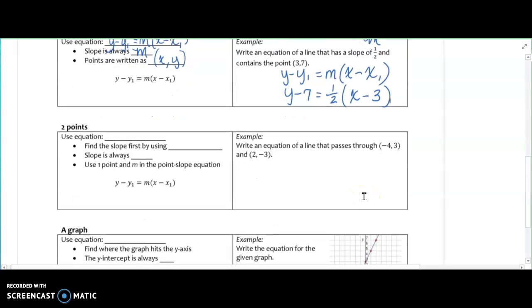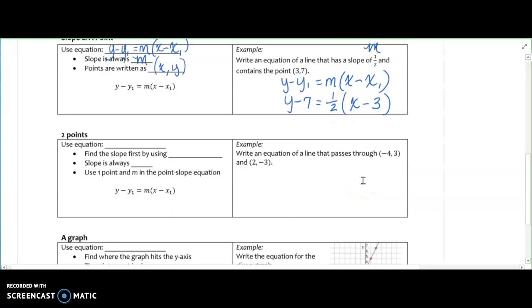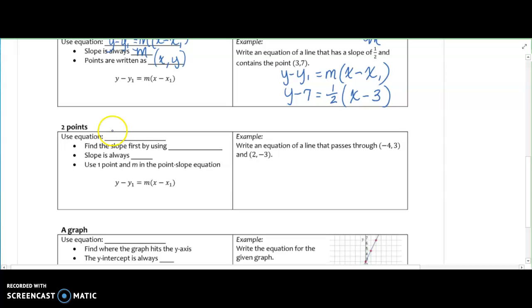Okay, so we can write an equation given 2 points. When we do that, we have to use the point-slope form of a line, but first we have to find the slope. So we're going to use the equation y minus y1 equals m times x minus x1. We're going to find the slope first by using y2 minus y1 over x2 minus x1. Remember, our slope is always m. Then we're going to use one of those points. It doesn't matter which one, but we're going to use one of those points in the point-slope form of a line. Okay, so let's practice that.